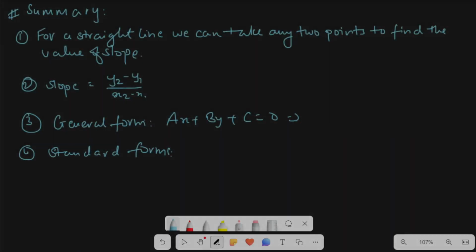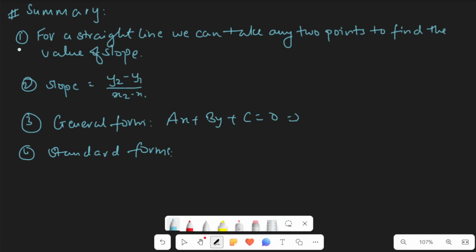To summarize, we learned these things. We said for a straight line, we can take any 2 points to find the value of slope, because the value of slope is fixed for a line. So we can take any 2 points. This is the characteristic feature of a line. You have to understand this. And then you can calculate slope by using this formula. And the general form is given by this equation. And if we have the equation in this form, we can calculate slope by using this formula, right?